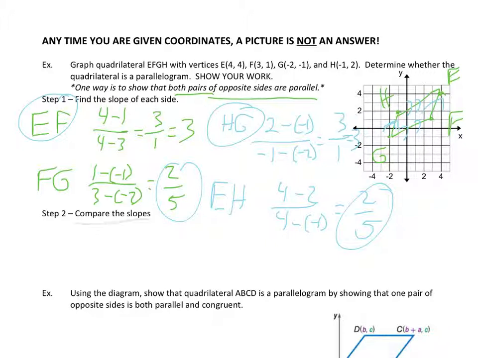So compare the slopes. Well, we found that EF was parallel to HG. And we also found that EH was parallel to FG.